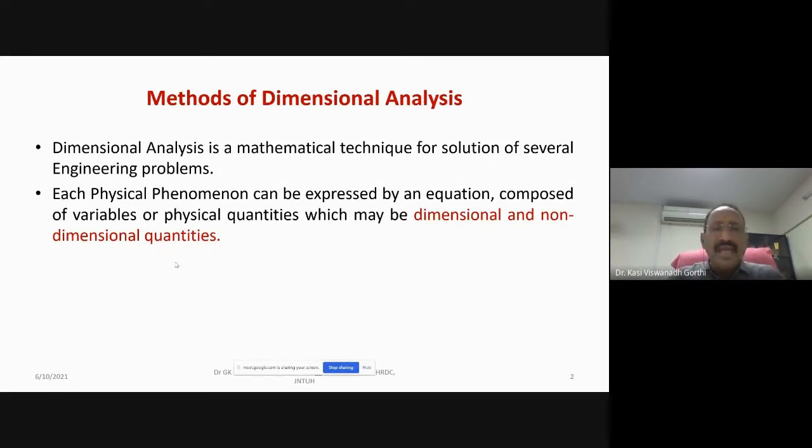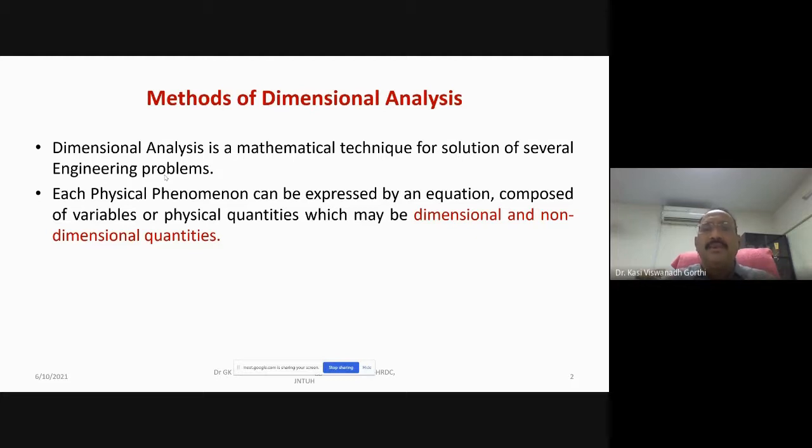Okay, dimensional analysis is a mathematical technique for the solution of several engineering problems. We know any other fluid flow problem, more particular to the fluid mechanics, if I say, any other fluid flow problem can definitely be solved by making use of the very conventional procedure. Apart from that conventional procedure also, we will be able to solve the same problem by making use of these mathematical techniques.